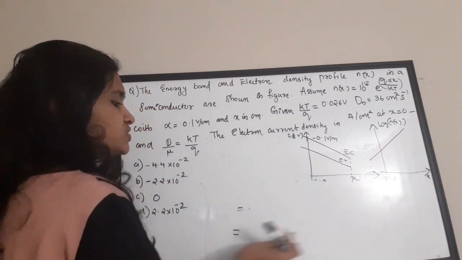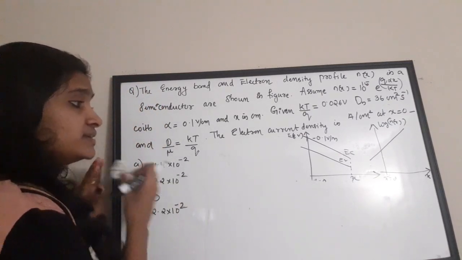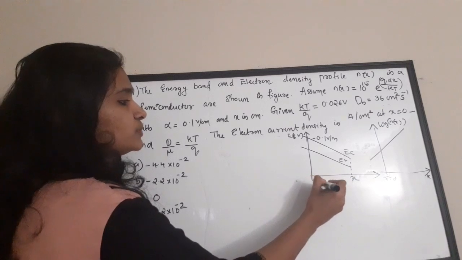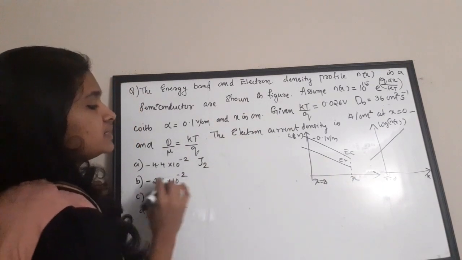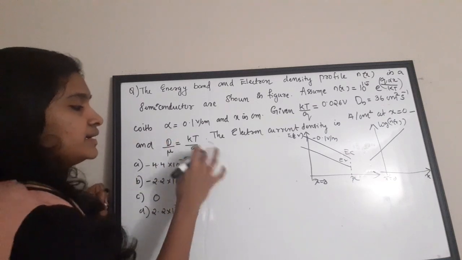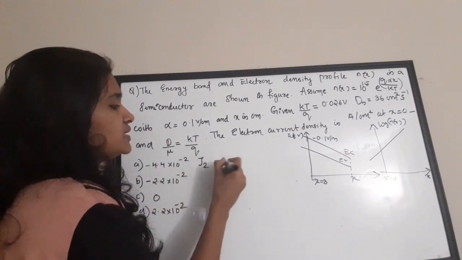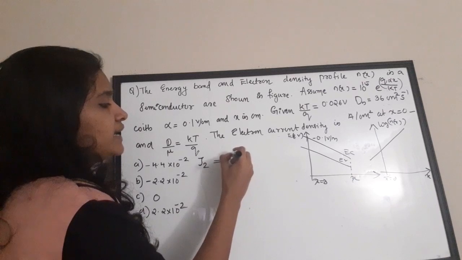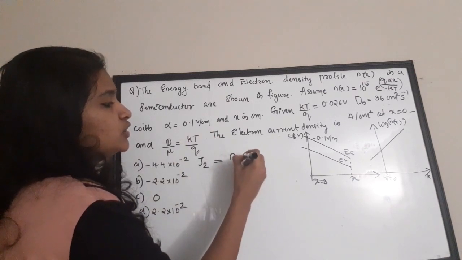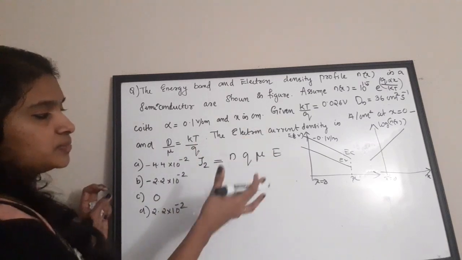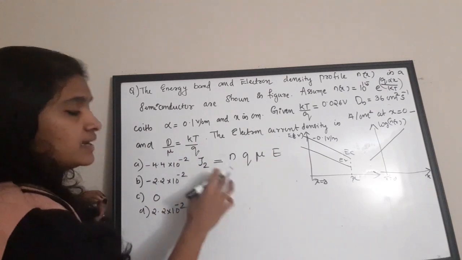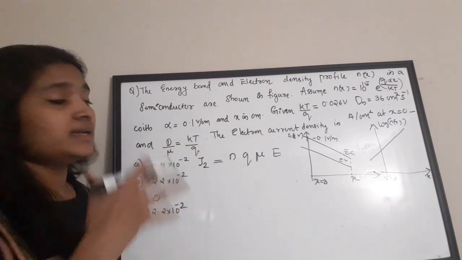Okay, so what is this equation we have already discussed in the formula video? So what is the equation? I'll call it J2, the current density due to drift. The equation is N into Q into mu into electric field. This is a general equation. Here what is N? N is the number of electrons.